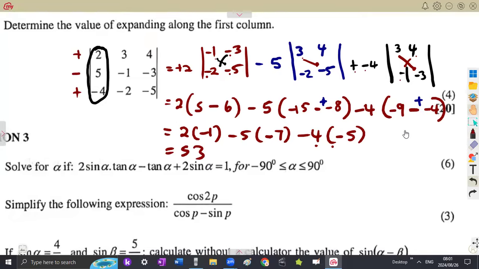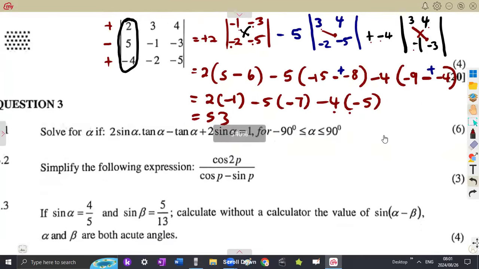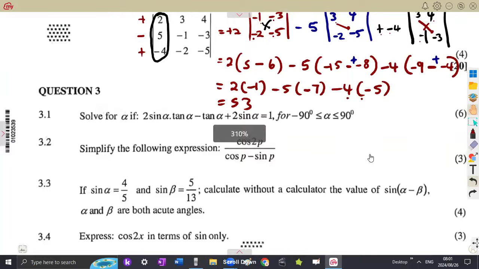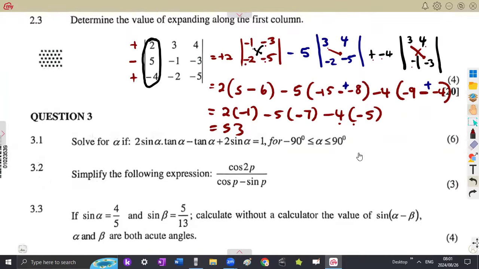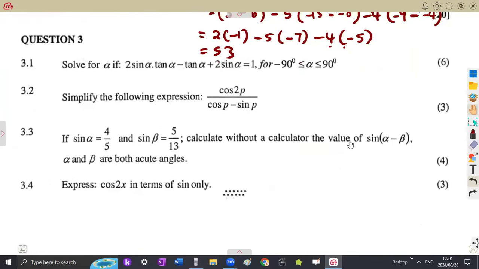So it's good to verify because it's not always when your mind is fresh. So use your calculators in terms of your verification. So that was your question number 2, 20 marks.